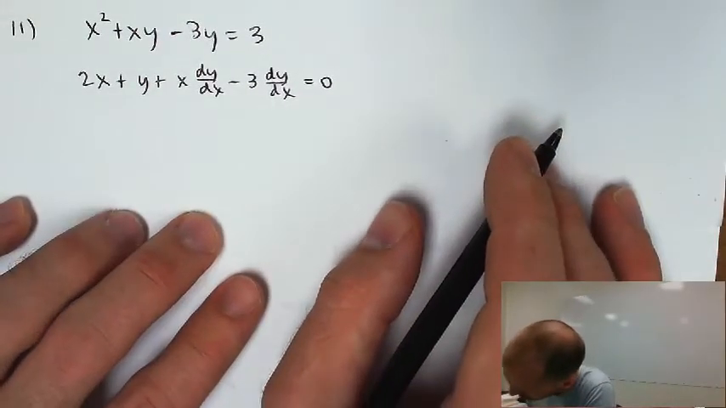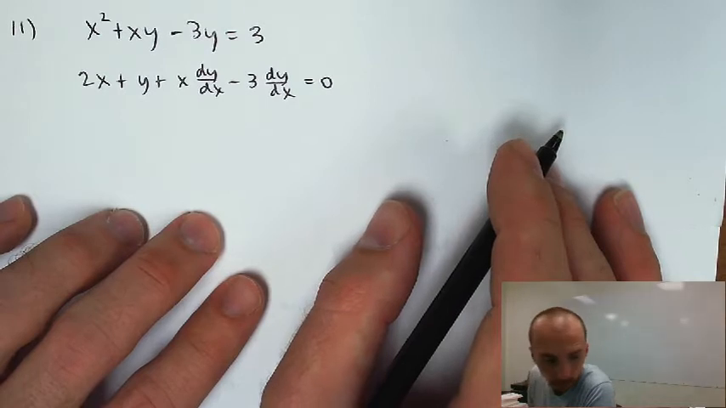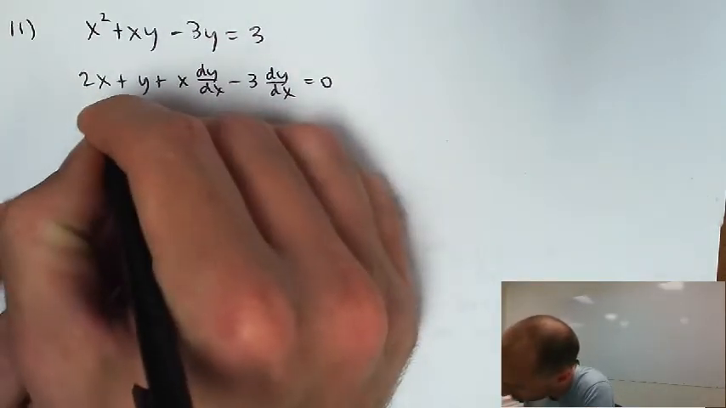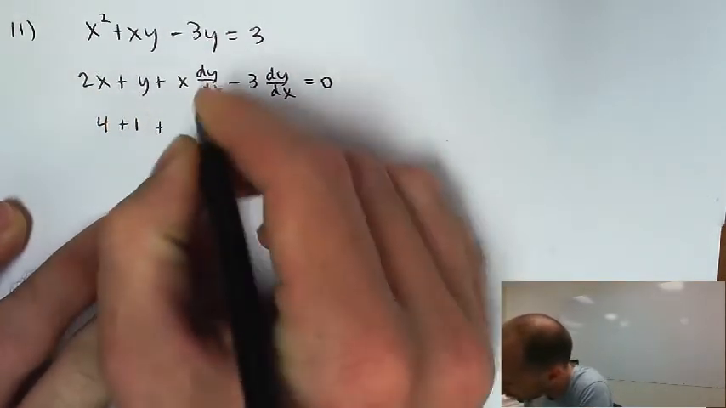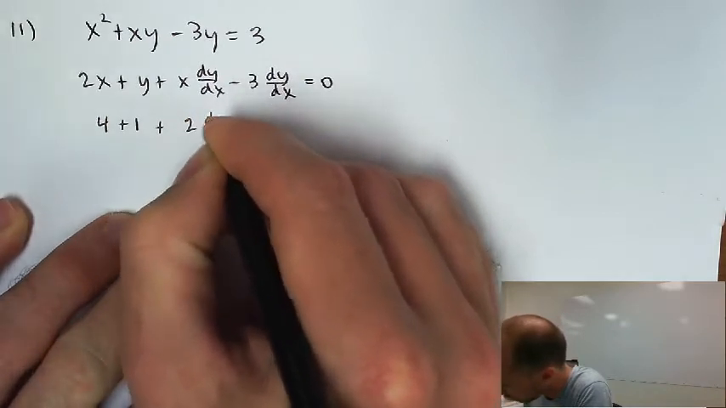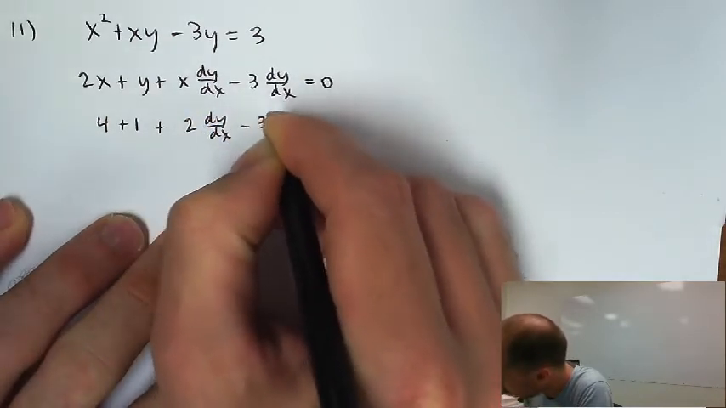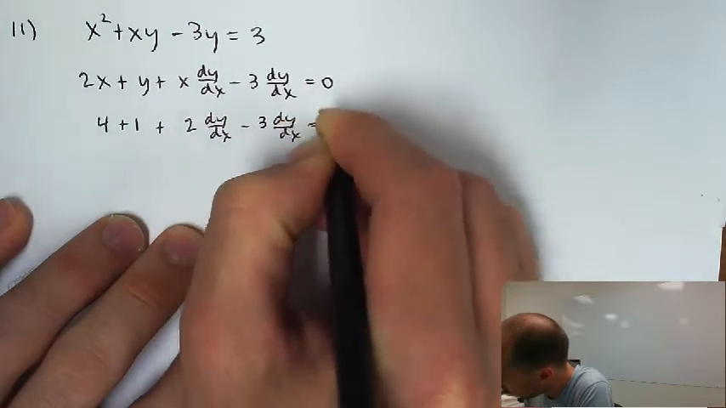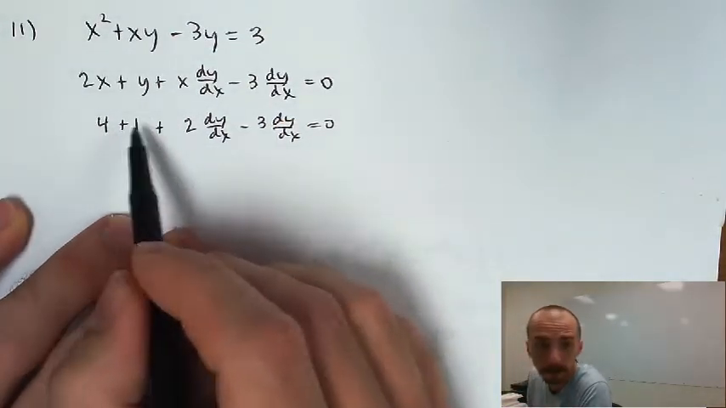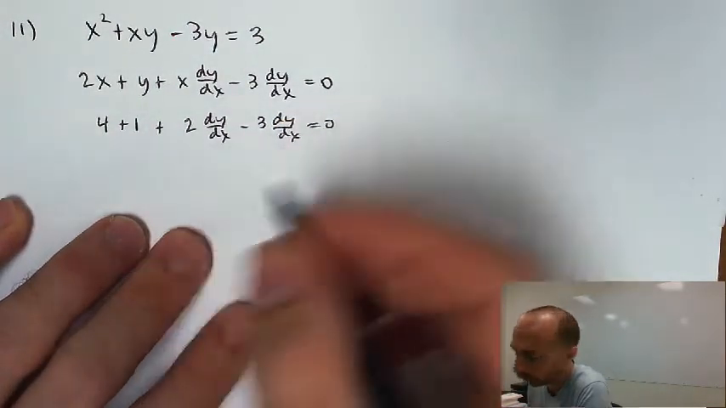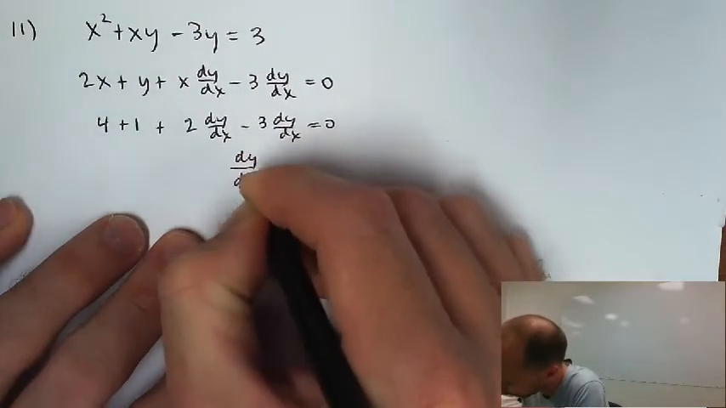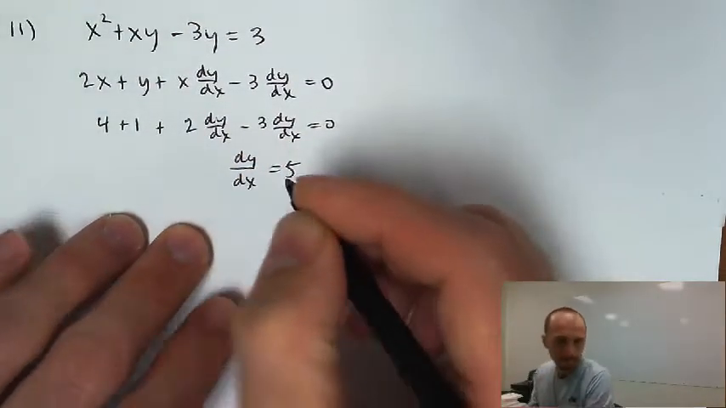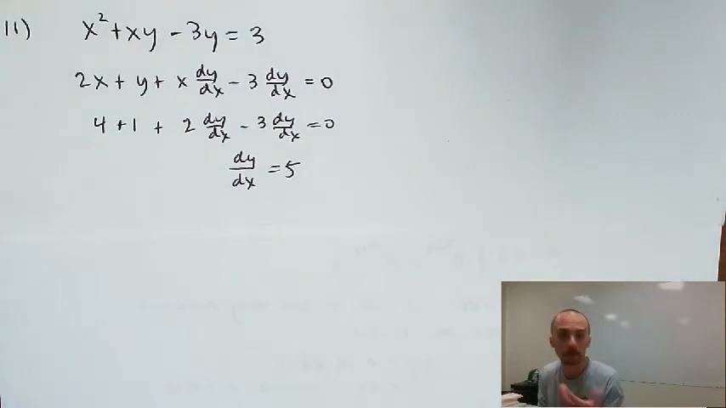Okay. So when x is 2 and y is 1, I've got 4 plus 1 plus 2 dy dx minus 3 dy dx is equal to 0. So I've got 5 minus dy dx equals 0, so dy dx has to equal 5. And that's answer choice A.